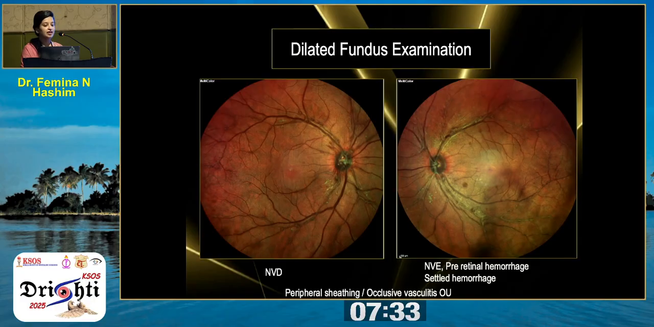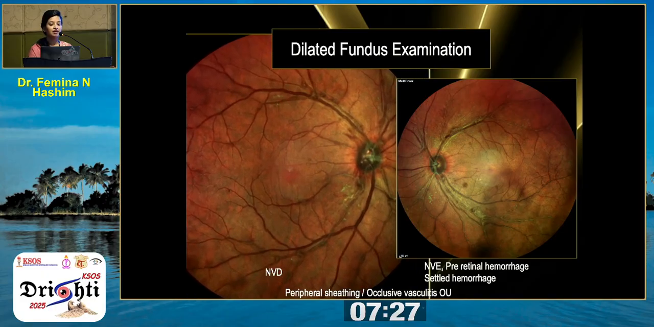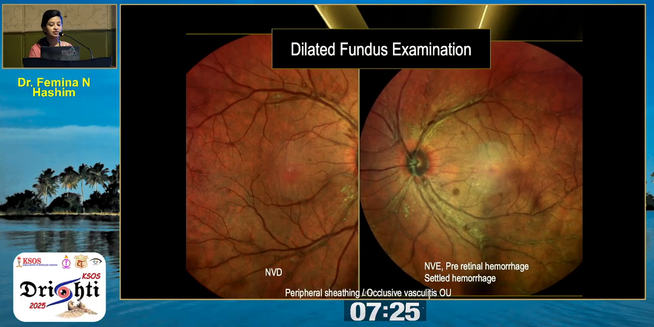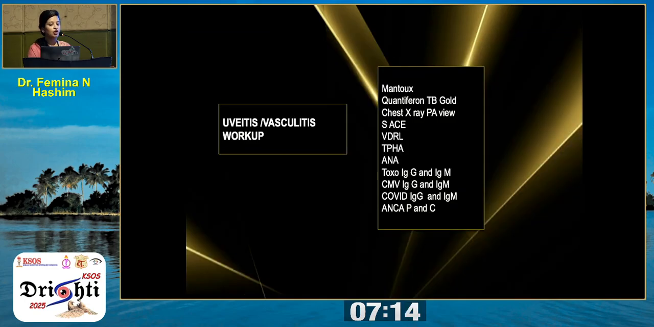Once we dilated, this was the fundus examination. You can see in the right eye there was neovascularization of the disc, and in the left eye there was no NVD, but neovascularization elsewhere was present with pre-retinal hemorrhages and settled hemorrhages. Both eyes showed peripheral sheathing or occlusive vasculitis. So we did a uveitis and vasculitis workup, but all investigations came back negative, including TB, sarcoidosis, and all other vasculitis.